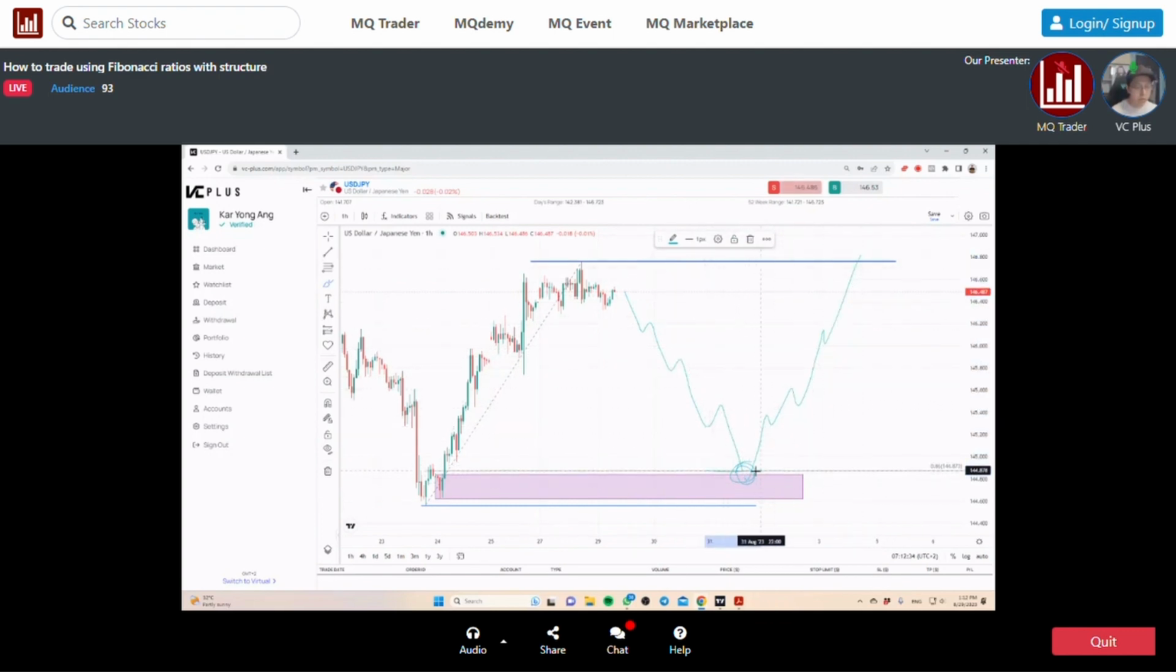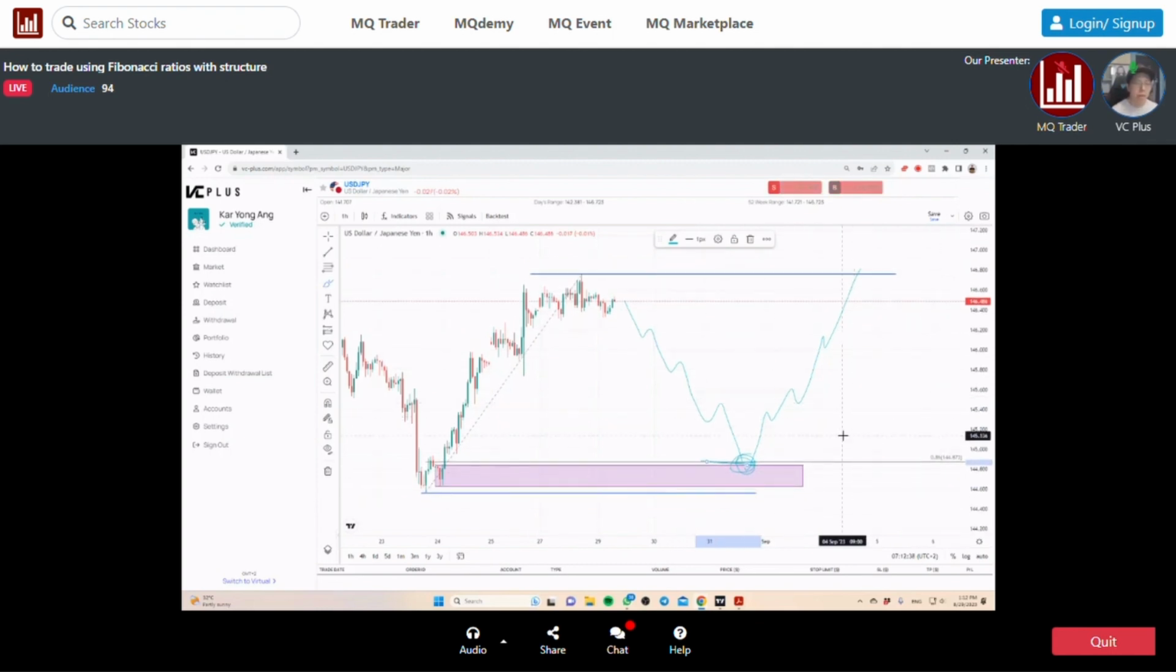Now, because the pullback is so deep around 86, again, you don't need a massive target for your risk reward to play out. Now, let's just say you're more conservative, right? You take a buy around the zone, your stop naturally needs to go below that swing low already, right?